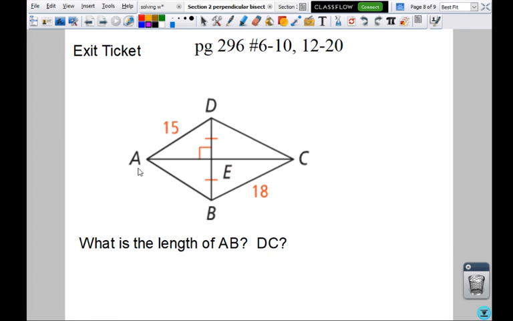So, we're going to do your exit ticket next, if you haven't started on it yet. I will turn on Scrata in just a second, and then you can start your homework.